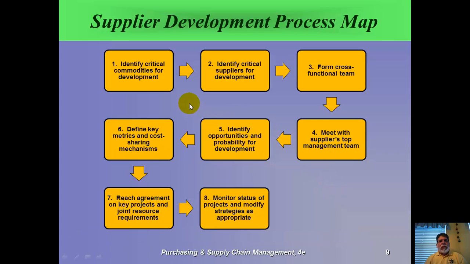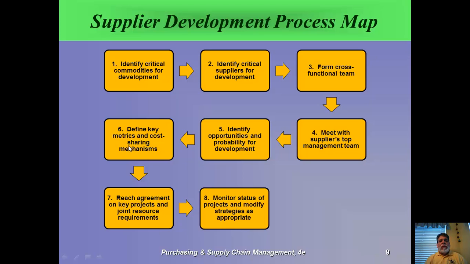The supplier development process is, and I'm going to read through this, but don't get too bored, to identify the critical commodities for development. Not all commodities will be developed. There are some things that are a dime a dozen. Buying, say, sheet metal screws, you don't need this. And then you identify critical suppliers, those who do the very best as far as performance of cost, quality, delivery, etc. You form a cross-functional team within your own organization to meet with their top management team, and you're going to identify opportunities and the probabilities for development of what seems to be the best that is workable and doable.